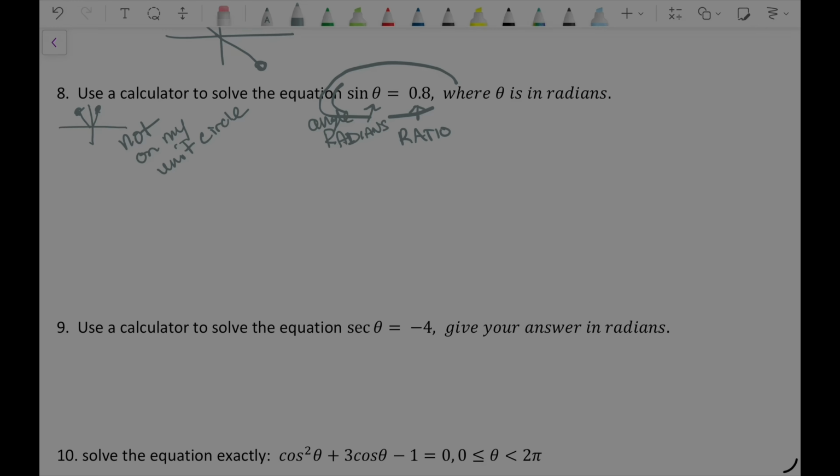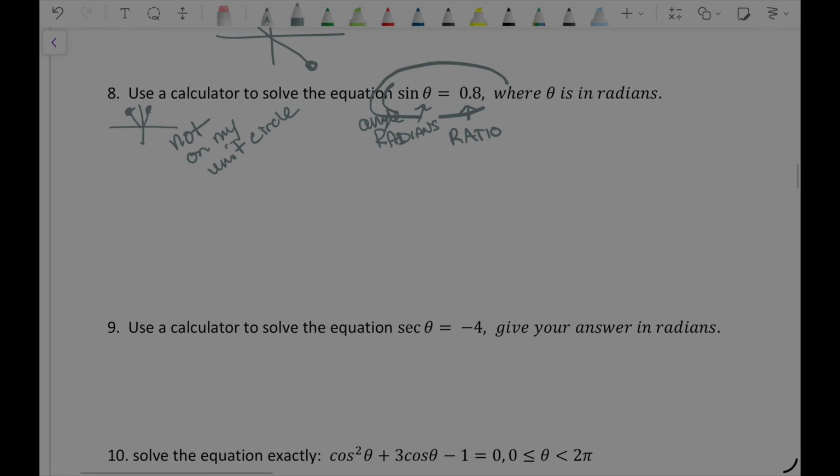Okay? But I do see that there are two places. I'll have to fill in this spot, right? I don't know. But I could go all the way around afterwards. Same thing with the one in quadrant 2. I don't know what it is, but I could go all the way around afterwards, right?